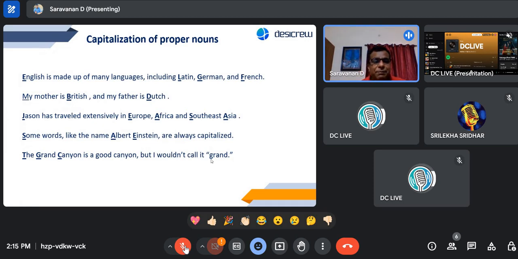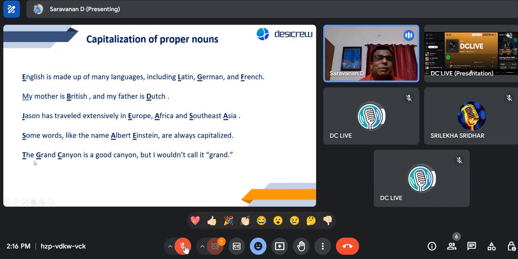So here is all the right thing. English is capitalized here, right? And Latin, German, and French are all capitalized. "My," definitely it's not a proper noun, right? Starting in the beginning, B and D, which is British and Dutch. And Jason, yes, a proper noun, no matter where it comes. Europe, Africa, Southeast Asia, all capitalized. "Some," again, like Shakti also said, not a proper noun, right? Albert Einstein, always capitalized. And the Grand Canyon. So this was a little bit tricky.